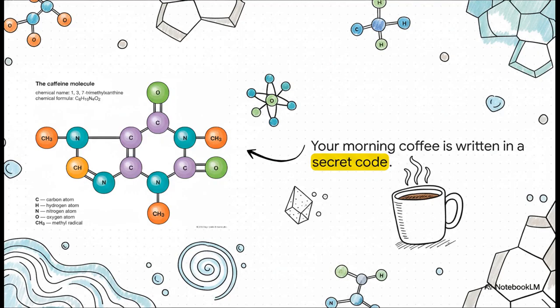Take a look at this. This is the caffeine molecule. And that jumble of letters and numbers, C8H10N4O2, that's its chemical formula. It might look super complex, but it's really just a recipe. It's the same kind of recipe that describes the salt on your food, NaCl, or even the water you drink, H2O. They're all written in this secret code.